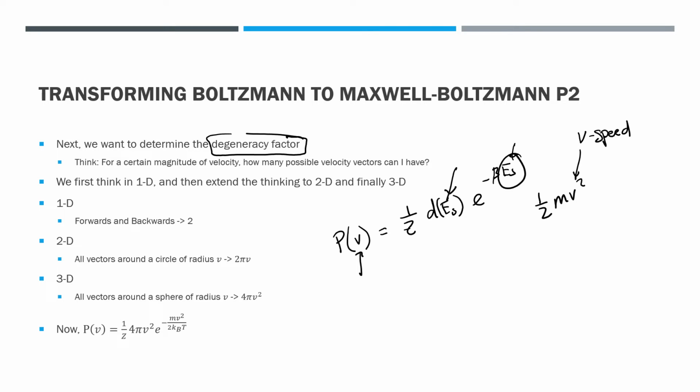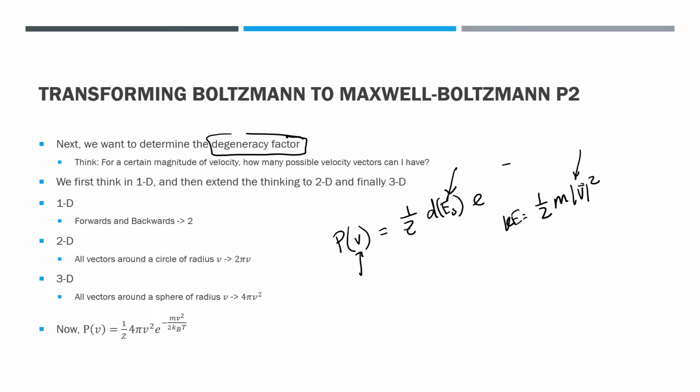It doesn't depend on direction. It's the magnitude of velocity squared. So another way to look at kinetic energy is half m times the magnitude of the velocity vector squared, because kinetic energy doesn't change based on the direction of the velocity vector. So at this same kinetic energy, how many velocity vectors can I have that give me that same energy? That's the question we want to ask.